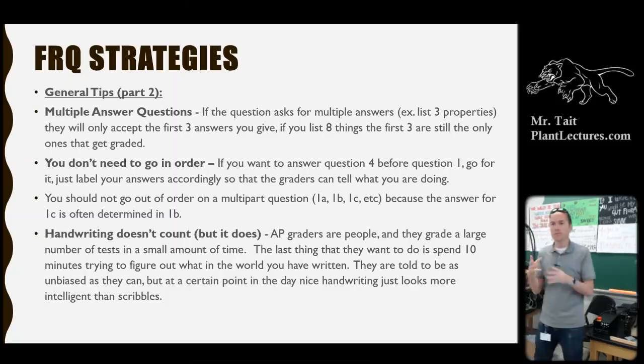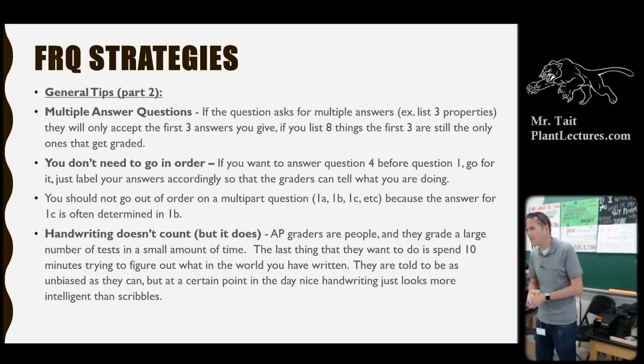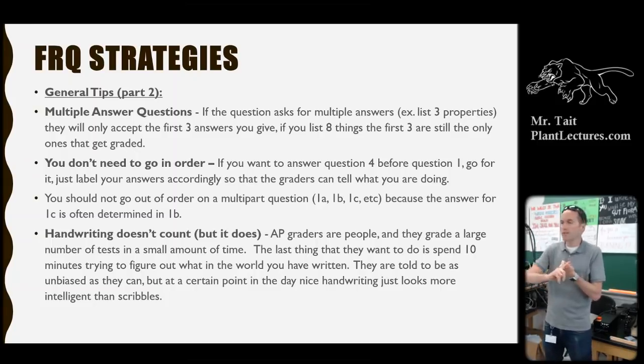All right, multiple answer questions. If a question asks for multiple things, only give the number that they ask. If it says, identify 3 organelles that are involved in the endomembrane system, and you give 8, and you say organelles that are involved in the endomembrane system include the peroxisome, the chloroplast, the mitochondria, the endoplasmic reticulum, the Golgi apparatus, the nuclear envelope, the lysosome, and the cell membrane, right?